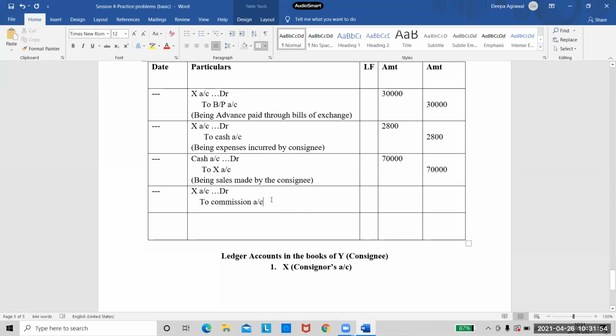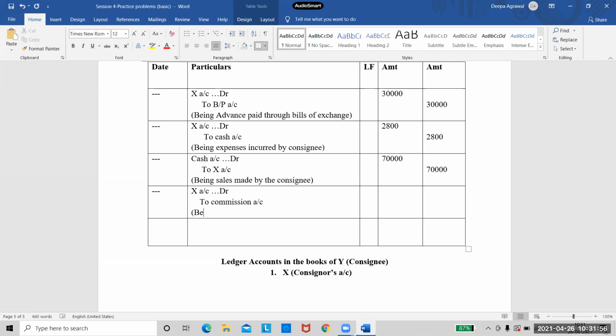So when he receives it, it will be cash account debit to commission account. When the consignee will receive it, then it will be cash to commission. But what is happening? Consignee is not receiving anything. What consignee is doing later on, whatever amount he got from the sales, from there he is deducting the expenses, his commission, and he is reimbursing the final amount to the consignor. So that is the reason we are not writing any other entry later.